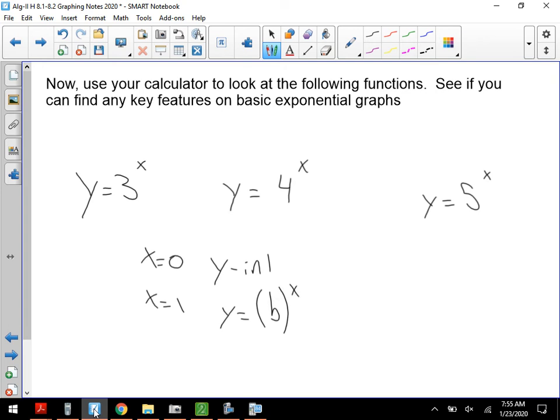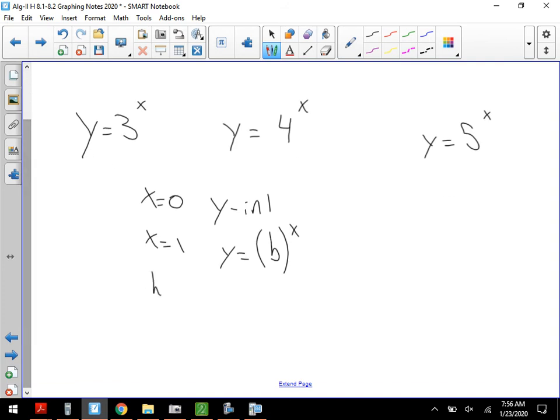That b value is what we call b to the x. So you start to see stuff like that. Did it ever go below 0? No, it did not. If it doesn't go below 0 and it approaches it, we call that a horizontal asymptote at y equals 0.